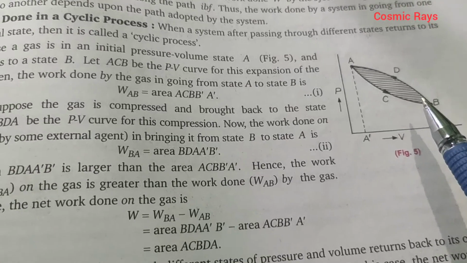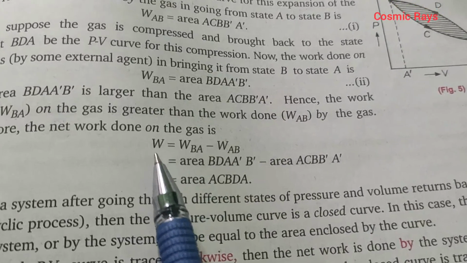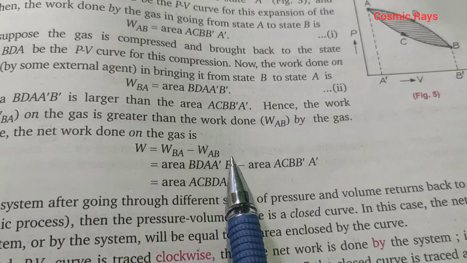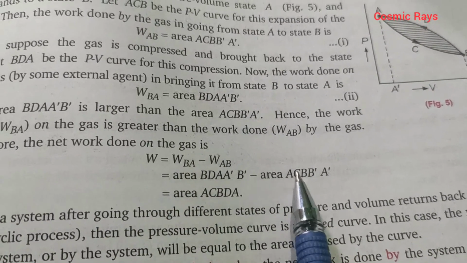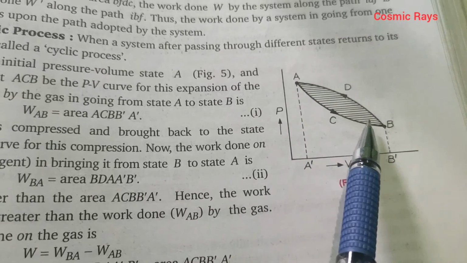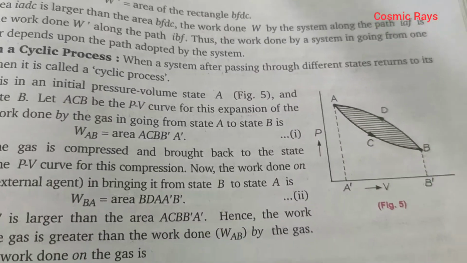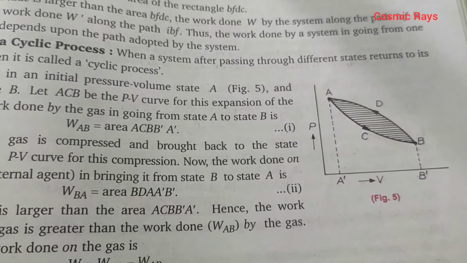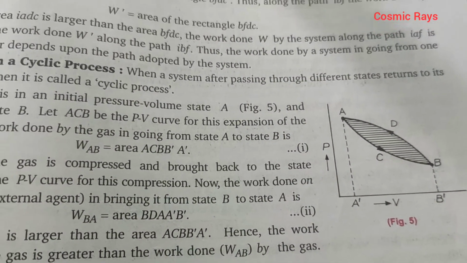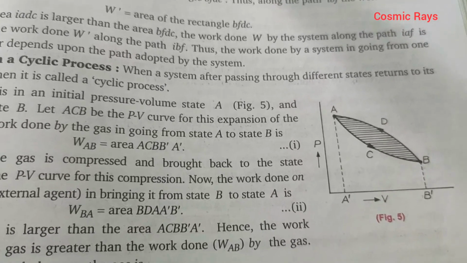So if we have to find out the total work done or net work done, then that would be given as the total work done on the gas, W_BA minus W_AB. So if we subtract these two areas, then we will be left with the area enclosed by this curve ACBDA. So this is the work done in a cyclic process. Net work done on the system or by the system will be equal to the area enclosed within the curve.